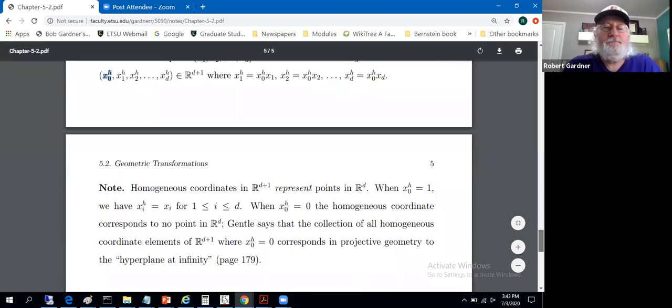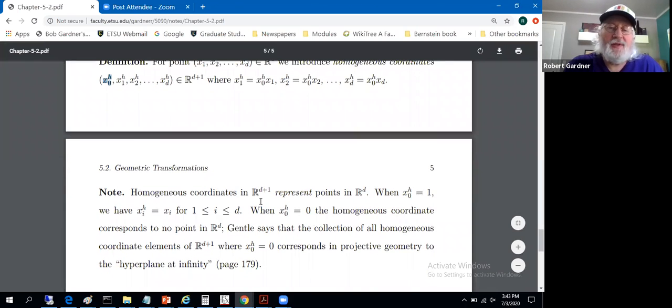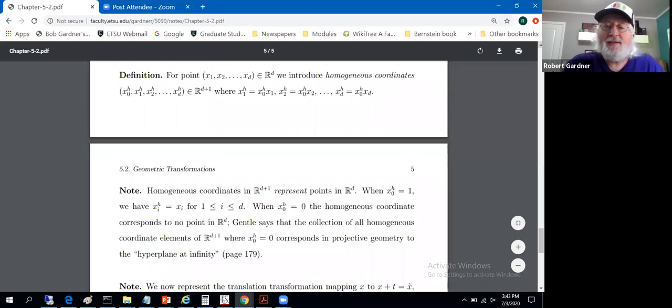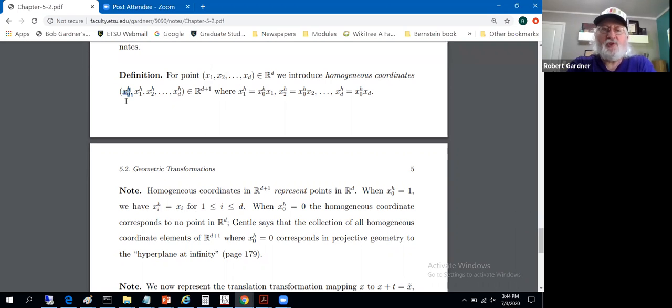Now, homogeneous coordinates in R^(d+1) represent points in R^d. They represent them in a funny way. I've got to do some translation. If x sub 0 super h equals 1, then we've just stuck a 1 in the first position and copied all these things down here. The homogeneous coordinates are the same as the regular coordinates for 1 through d. Right? We subscripted the first one with a 0 in the homogeneous coordinate.